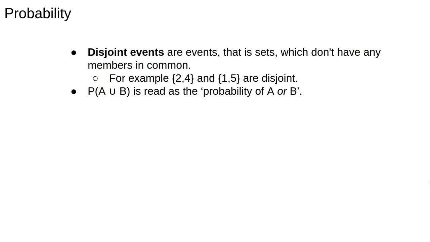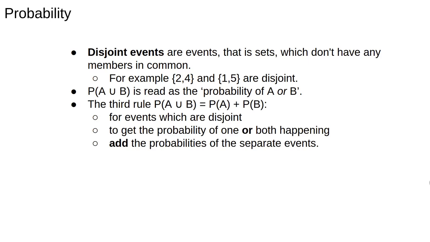Next, we need a bit of set notation. The ∪ is read as union or sometimes as "or". So the probability of A union B is sometimes read as the probability of A or B. And it's important to remember that this is logical or, so it means A or B or both. Therefore, the third rule of probability says that for events which are disjoint, to get the probability of one or both happening, we add the probabilities of the separate events.